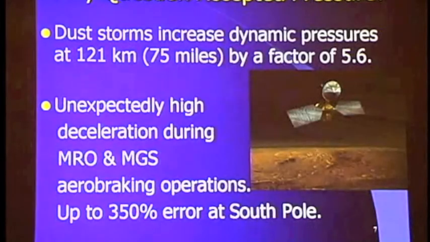Next. Interestingly enough, if you have a dust storm, in this case a regional one, at an altitude of 75 miles, the dynamic pressure increased by a factor of 5.6 in 4 weeks. Now, on the topic of that, there was also unexpectedly high deceleration of both the Mars Reconnaissance Orbiter and the Mars Global Surveyor. The Mars Global Surveyor was the one that recorded that bullet above. The Mars Reconnaissance Orbiter, on the other hand, found over 3 times more atmosphere than expected over the South Pole, and that caused them severe problems.